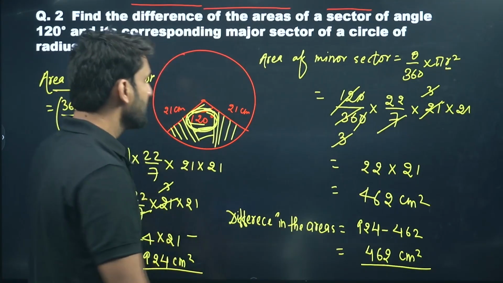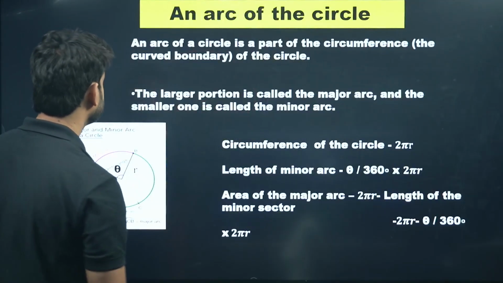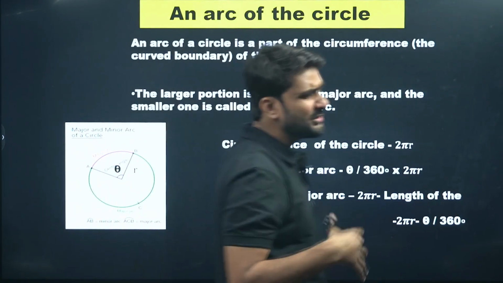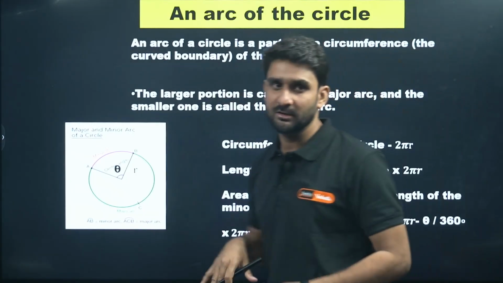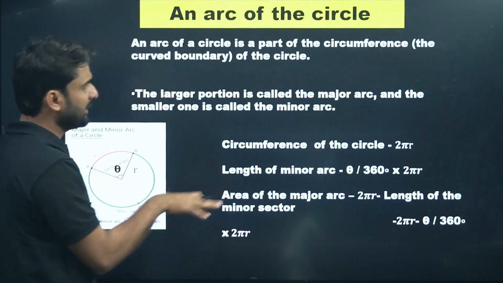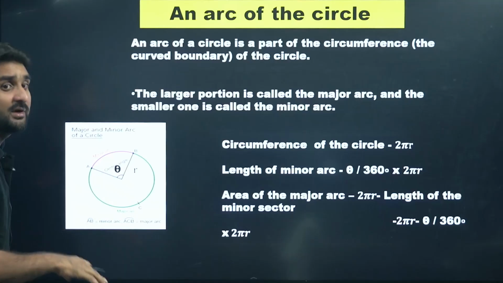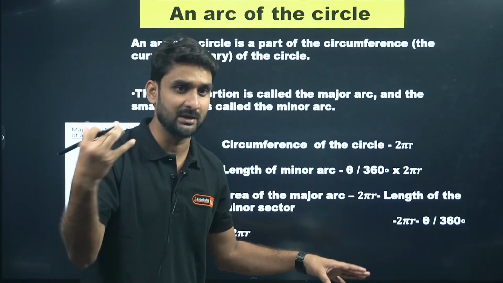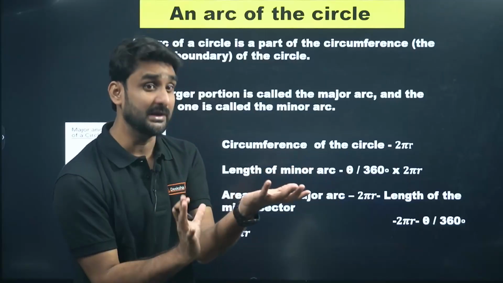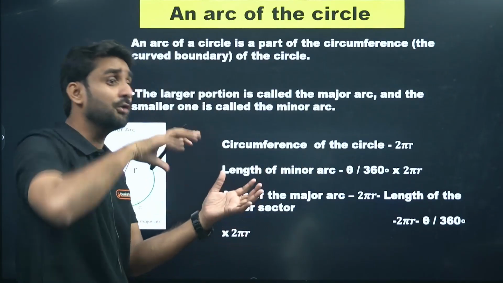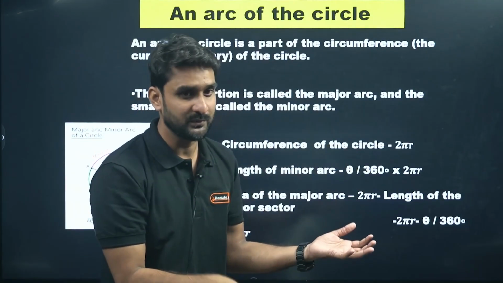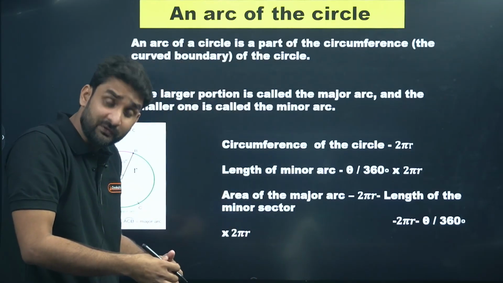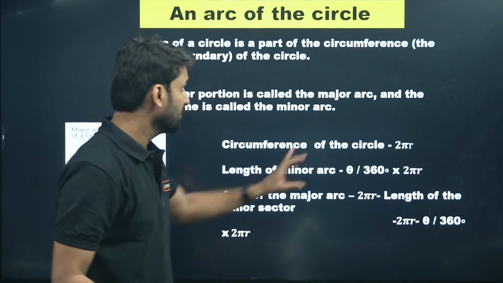Okay, so let's move to the next question. The next question is not here. This is the theoretical part, an arc of the circle. I have already told you and defined an arc of the circle. We have already gone through the basic definition of arc, what exactly the arc is, how the arc looks like. Now we are going to talk about how we can calculate the length of the arc mathematically. Is there any formula to calculate the length of arc? Answer is yes, there is a formula to calculate the length of arc.